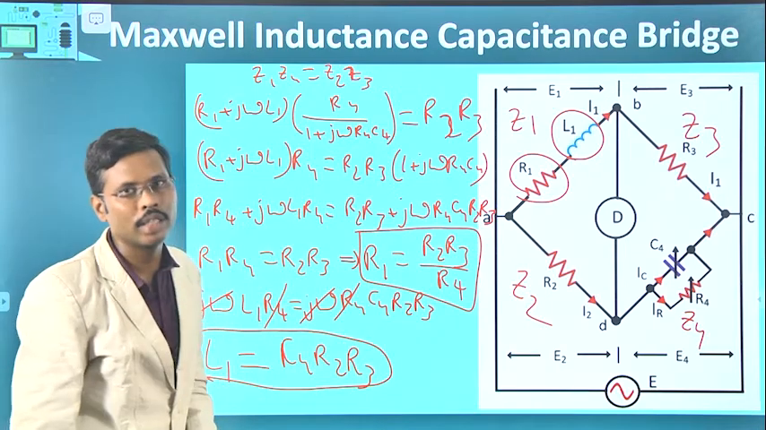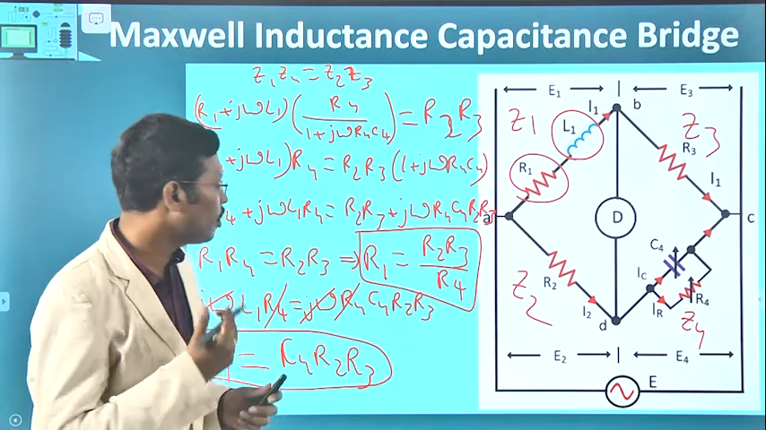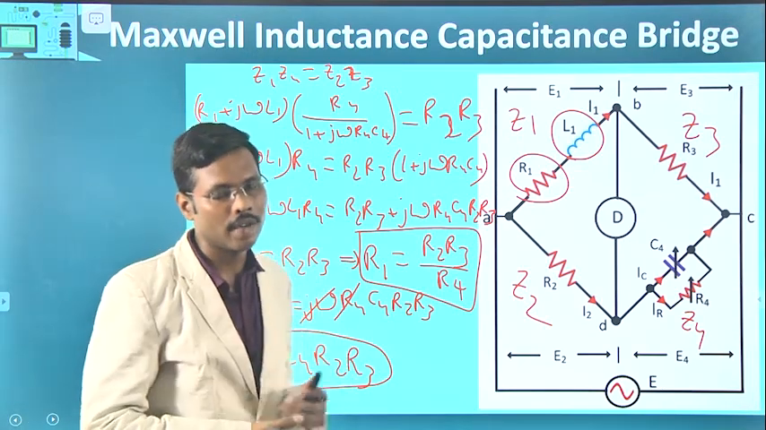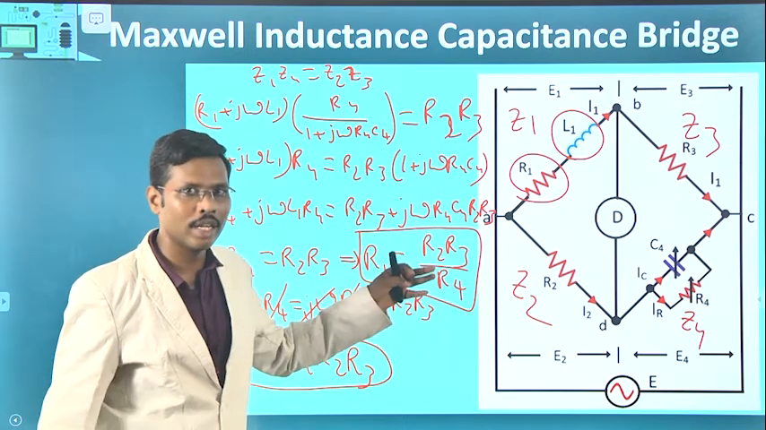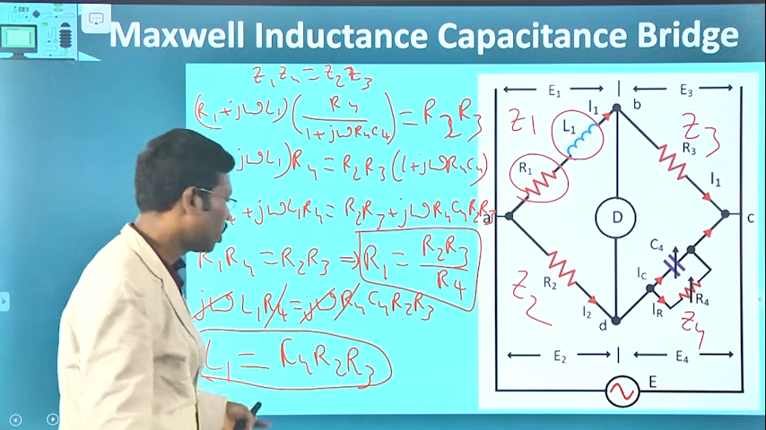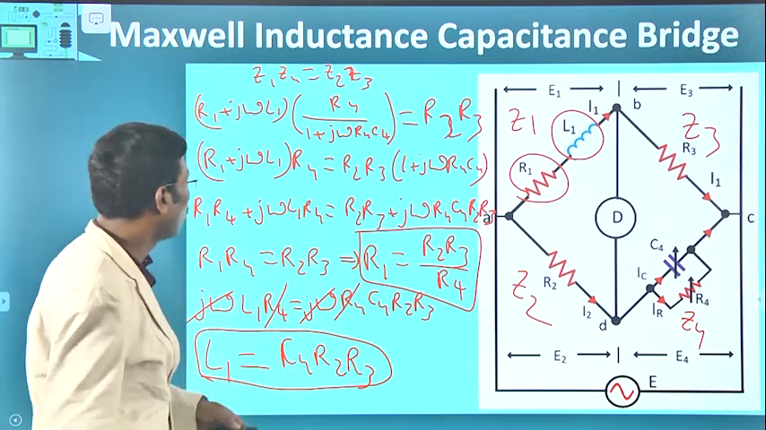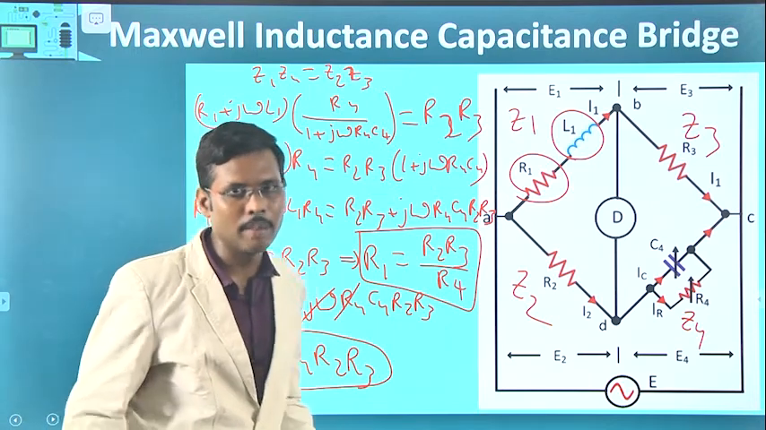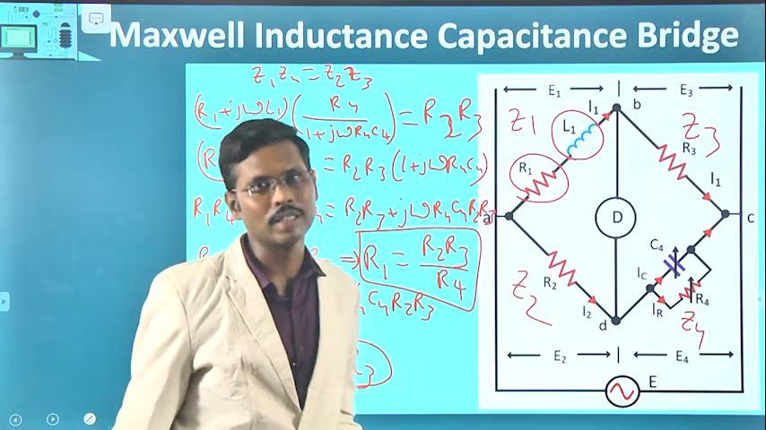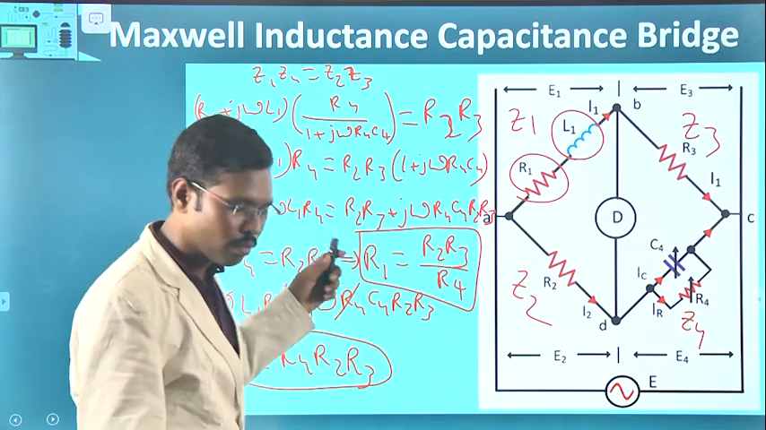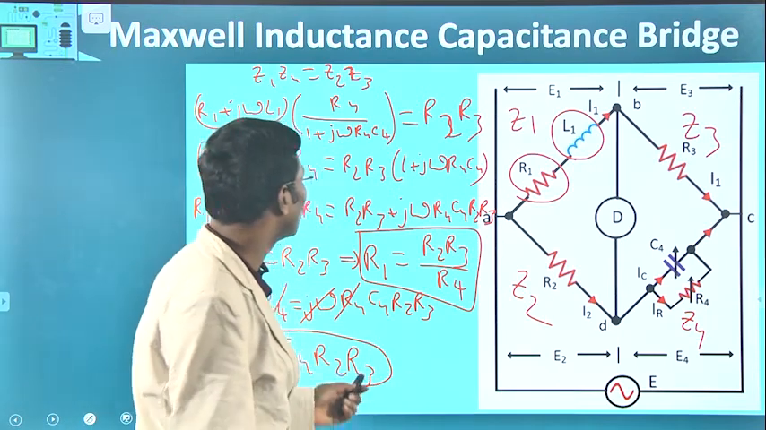In this way, by using the balanced condition of the AC bridge, we can find the values of the unknowns R1 and L1. By substituting the known values of R2, R3, R4, we can calculate the unknown value R1, and by substituting the known values of C4, R2 and R3, we can calculate the unknown value of L1. In this way, by using a Maxwell inductive capacitance bridge, we can calculate unknown resistances and inductances. Now we will see the advantages and applications of this bridge.